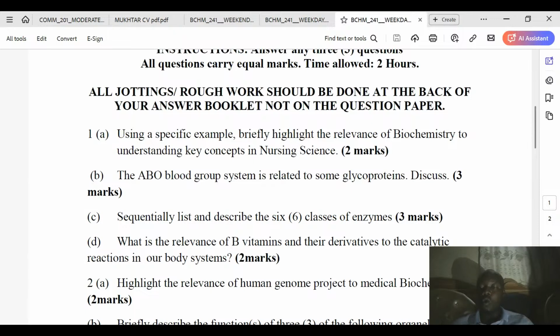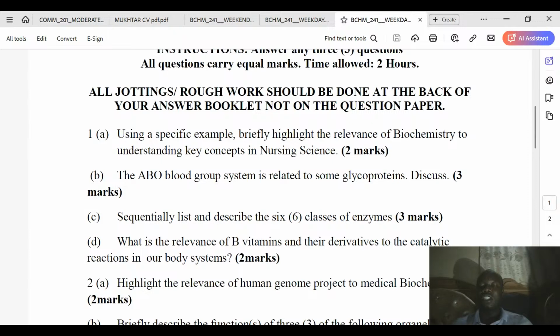So the first O, you can jot it down. The first O stands for oxidoreductase. Oxidoreductase. That is the first one. I wrote it in the comment. Check it. Oxidoreductase. That is the first enzyme.